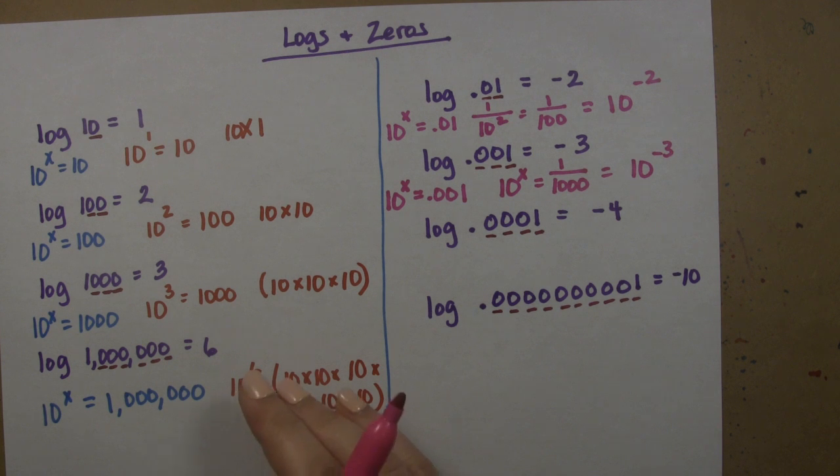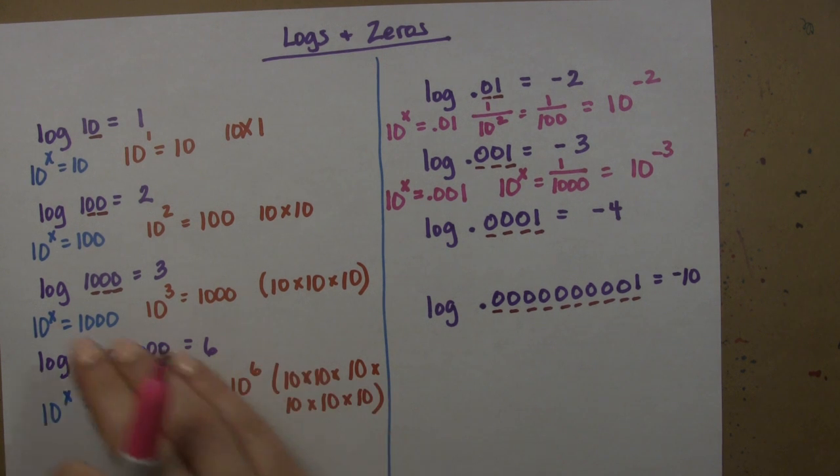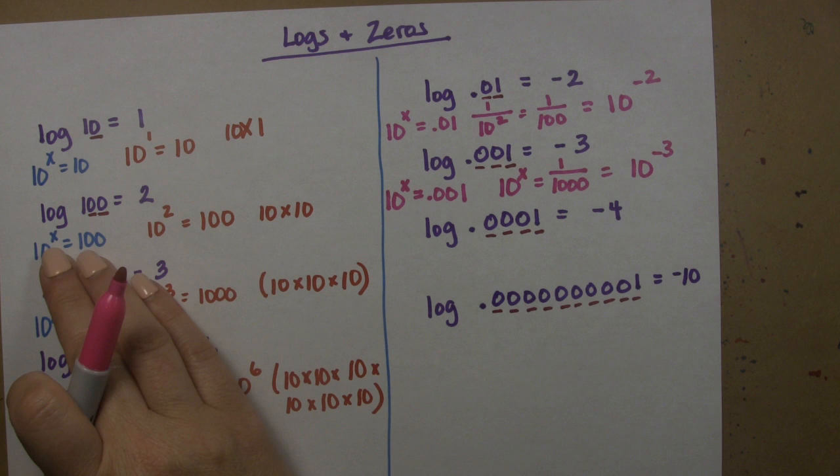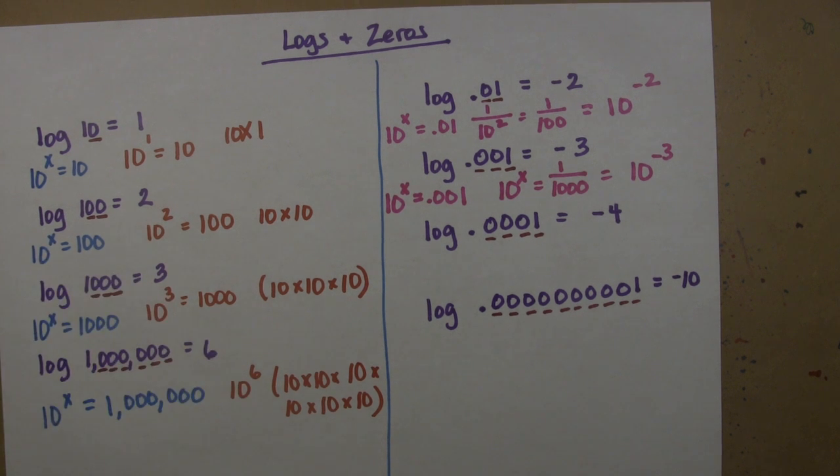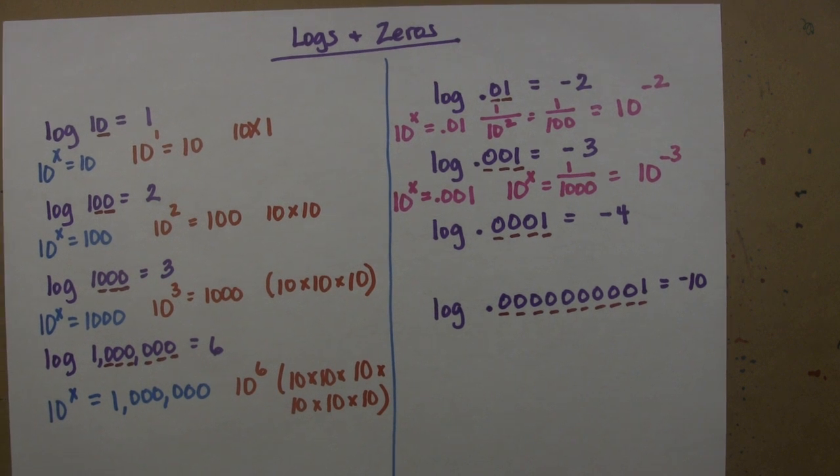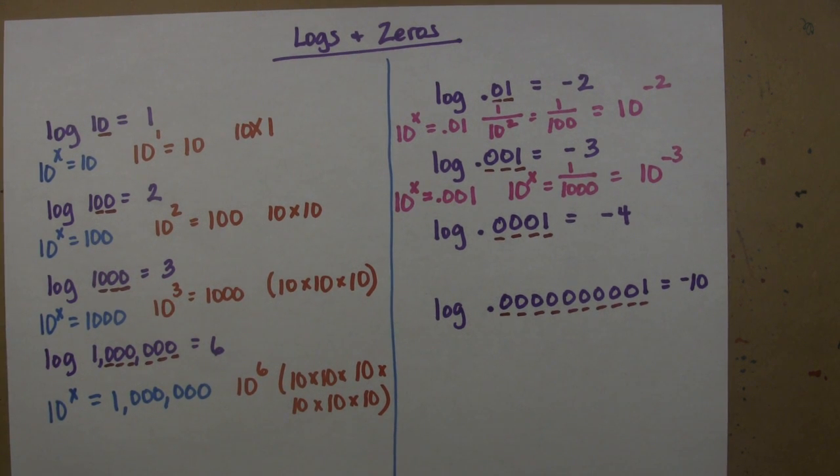Remember, whenever we're talking about logs, we're talking about what the exponent needs to be in order to get the number that we're after. Okay, I hope this cleared things up for you and helps you understand how to quickly calculate the logs of numbers that are divisible by 10.